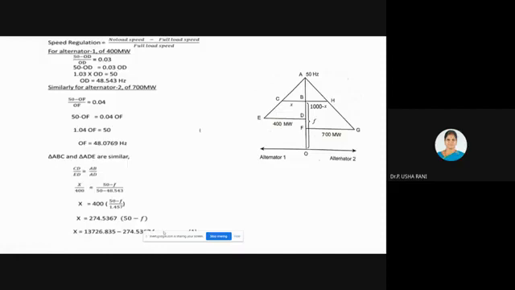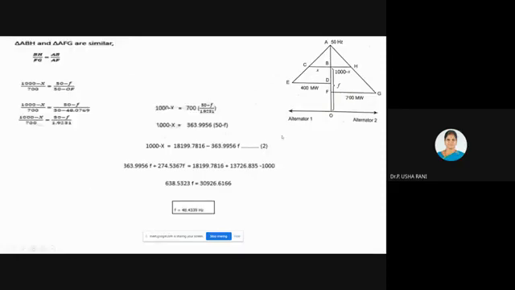Similar to that, you can find another equation for alternator 2. That is, you consider these two triangles, ABH and AFG, as similar. You can write the equation BH divided by FG is equal to AB divided by AF. Similarly, you substitute the BH value as 1000 minus X, and FG as 700. Then you need AB.